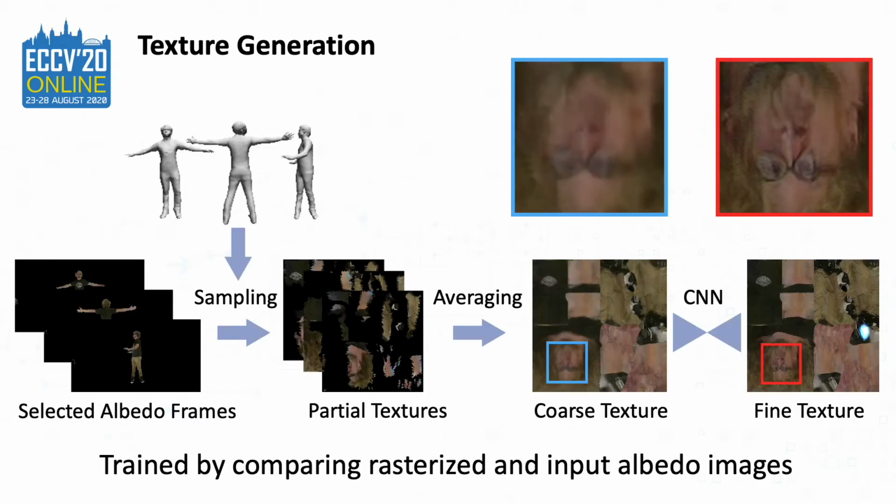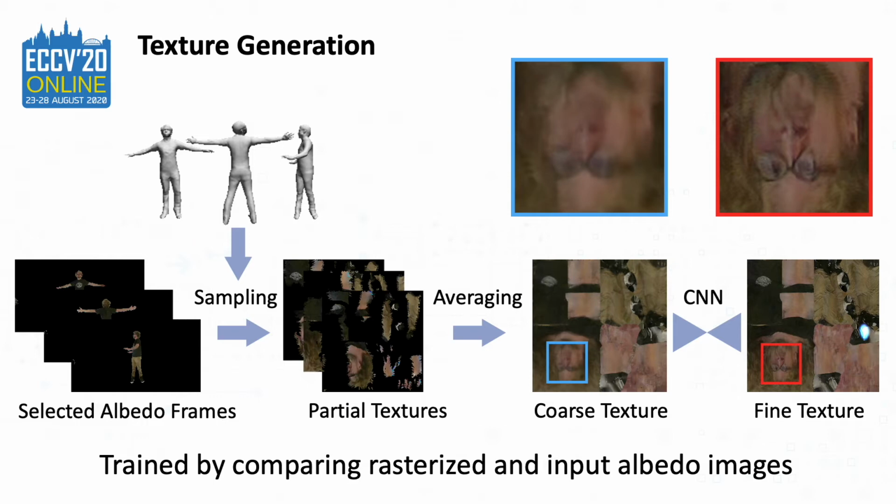The texture generation module selects key albedo images based on visibility and converts them into partial textures by sampling. The mesh from the pre-trained mesh refinement module provides a correspondence between image space and texture space for sampling. A coarse full texture is constructed by averaging the partial textures with weights. The weights are chosen such that each texel is influenced by a limited number of frames.